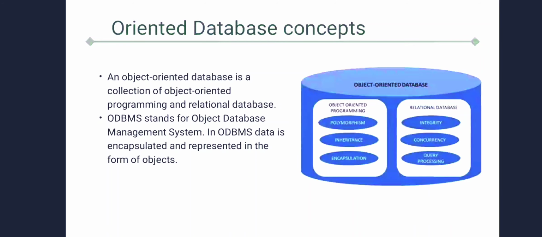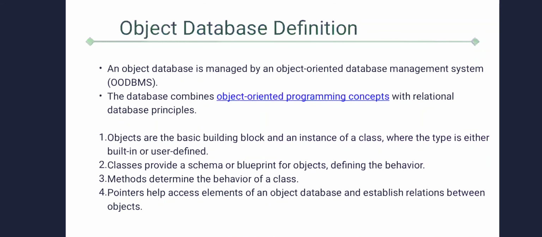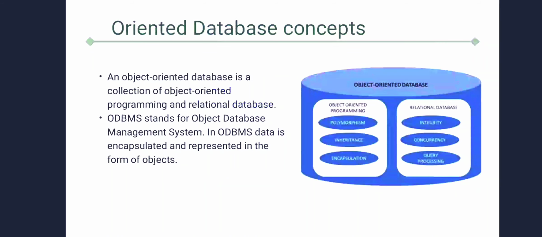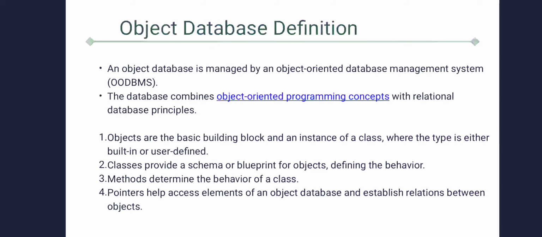So object-oriented programming and the relational database form a collection in one single unit, and that unit is named object-oriented database management system. The object-oriented database management system also has an object database definition. Object database definitions are of different types.